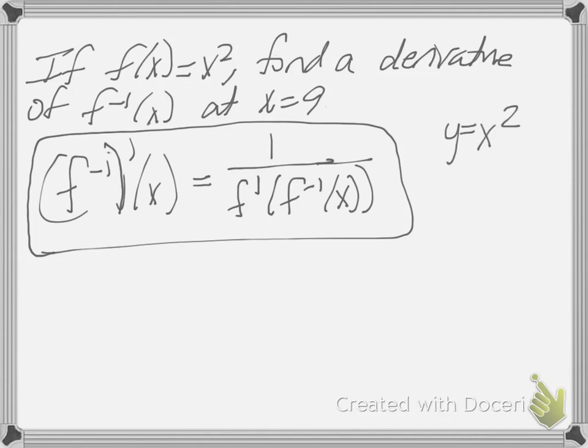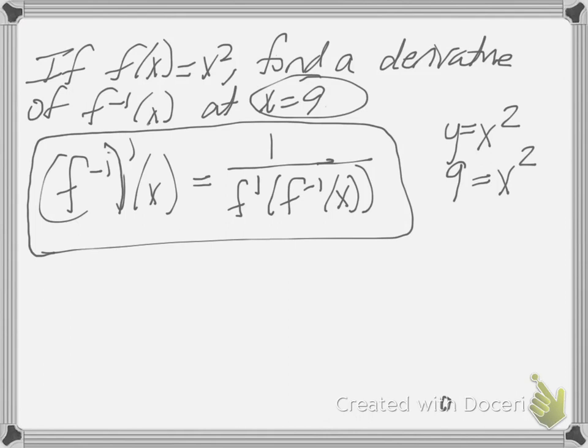Okay, so remember, it's saying here at x equals 9. But if we're talking about the inverse, remember you switch the x and the y's. So in this case, if we want to talk about the inverse, we're going to put 9 in for the y instead of for the x, because the x's and y's switch.